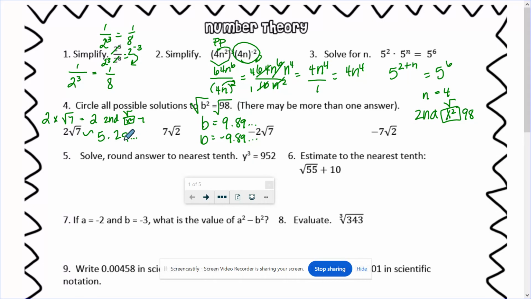Again, that's irrational. So it doesn't end or repeat, and that is definitely not equivalent. So that would make this one also not equivalent because it's just the opposite, which would be negative 5.29. So let's check this one. So if I take 7 times the square root of 2, that is also going to give me the 9.89 that I'm looking for. So that's one solution. And then the opposite would be the other.